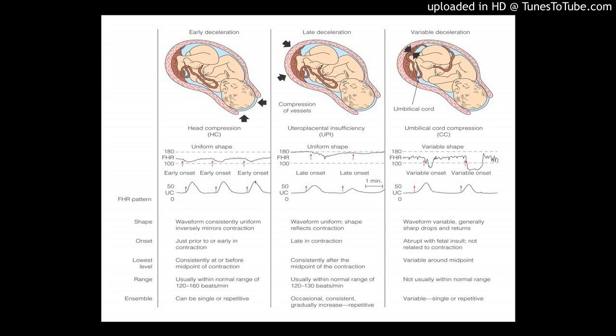What has to have occurred before you can use internal monitoring? Rupture of membranes, because of course that makes sense. Hopefully you can't get up in there unless the membranes are ruptured. So rupture of membranes has to occur. What if she's just bebopping around the hall and she looks down and her water has broken and it's all over the floor?